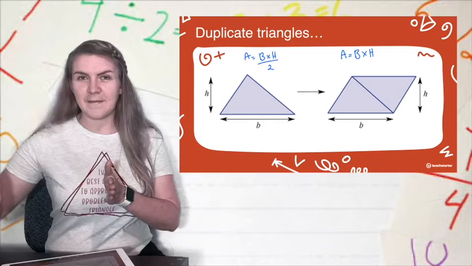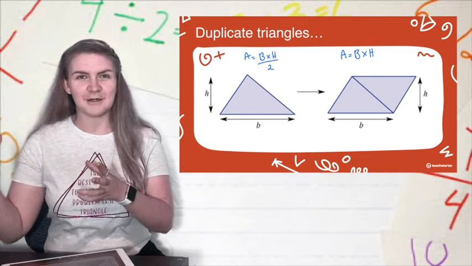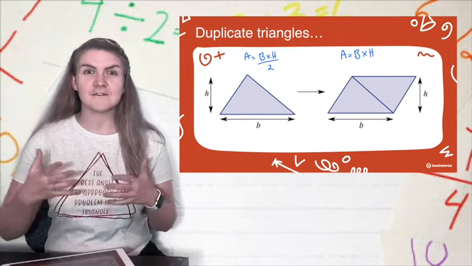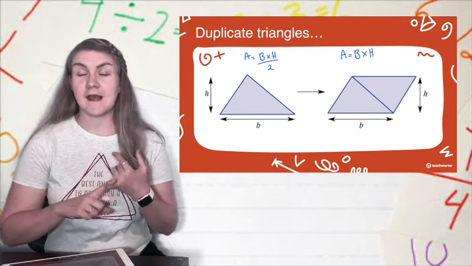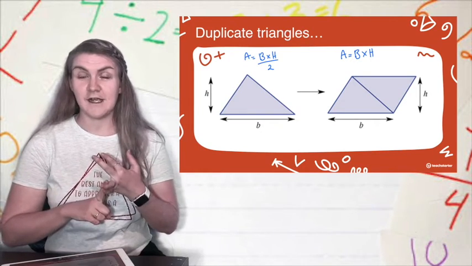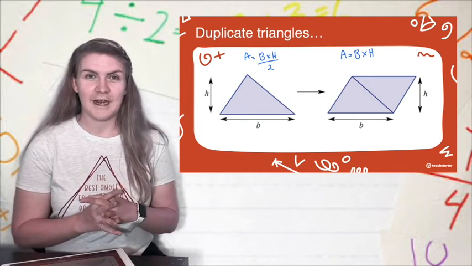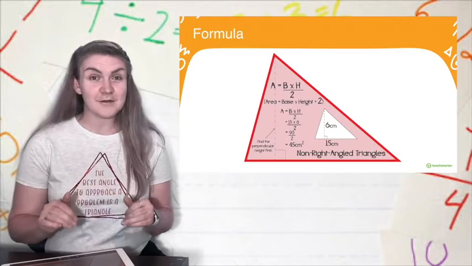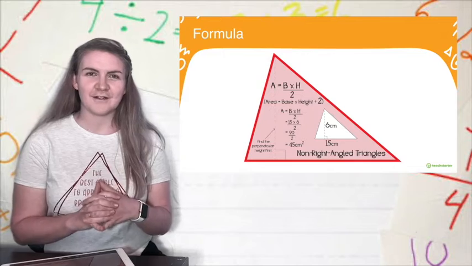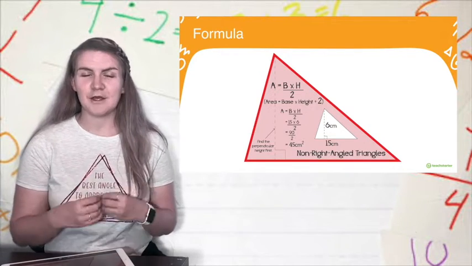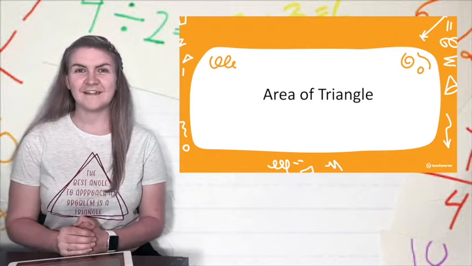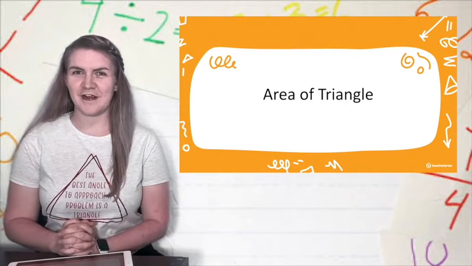Firstly, we're finding that base and the height, which will make a parallelogram, and then cutting it in two to form only our triangle. All the same rules apply as finding the base and the perpendicular height as they did when we were looking at our parallelograms. So here's our formula. The area of a triangle is the base times height divided by 2, remembering that the height is perpendicular height. Let's have a go at finding the area of a triangle.